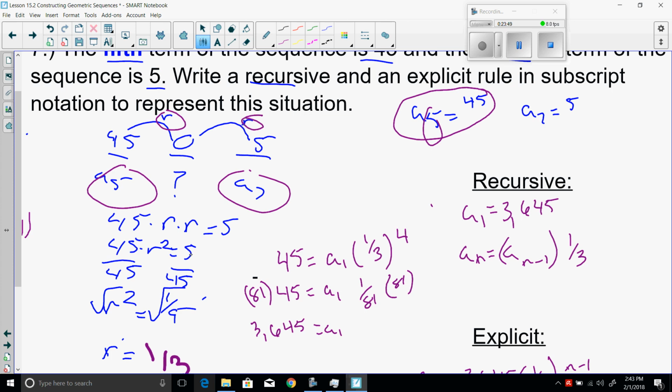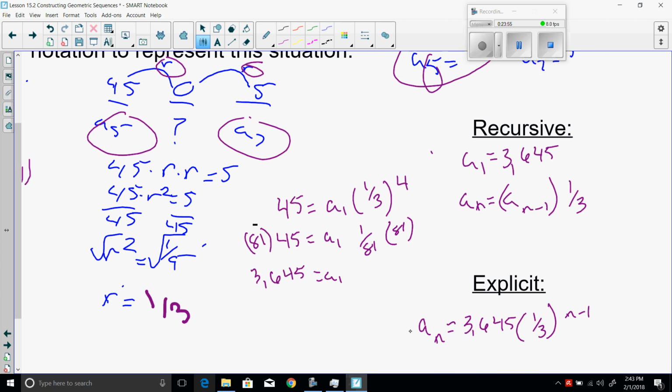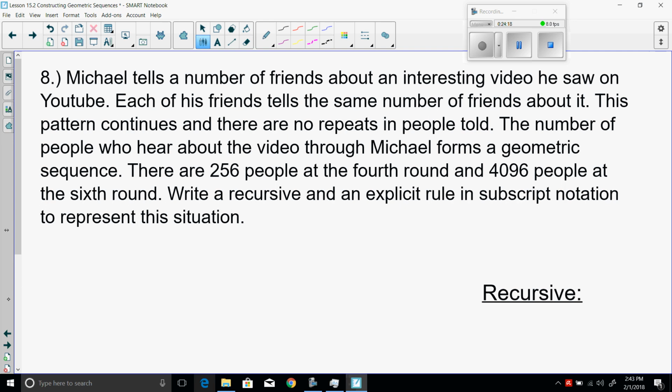45 r squared equals 5, and I solved that to get 1/3. Then I used what would be my explicit rule, right? And I solved for a sub 1 using a sub 5. A sub 5 was 45. That was equal to a sub 1, what I didn't know, times my common ratio of 1/3 to the 5 minus 1, which is 4. And I just solved that for a sub 1. So let's see how that all comes together here in the next word problem.